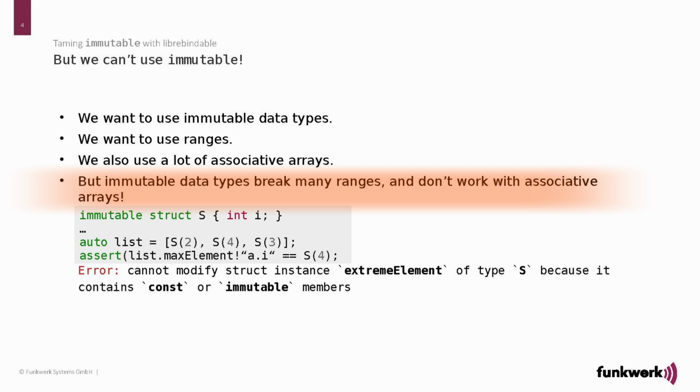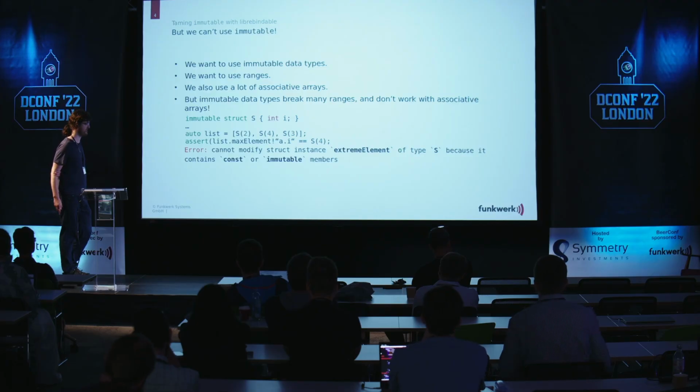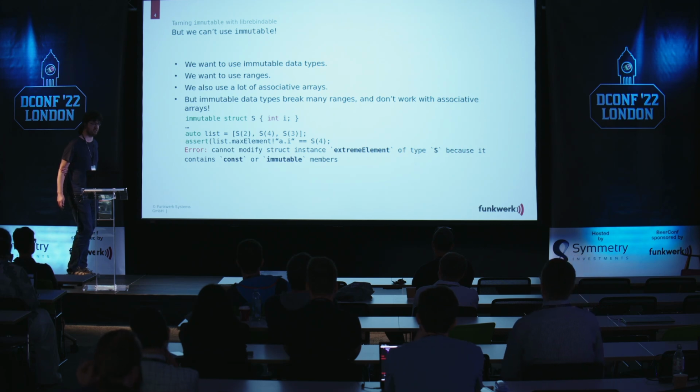The problem is using immutable structs breaks a very large number of ranges in Phobos, and it also completely breaks associative arrays, which makes some amount of sense if you think about the fact that what we've said is a struct, which is a value type, is declared in a way that the memory that the struct occupies cannot be modified in the lifetime of the memory. That is the specific thing that immutable means.